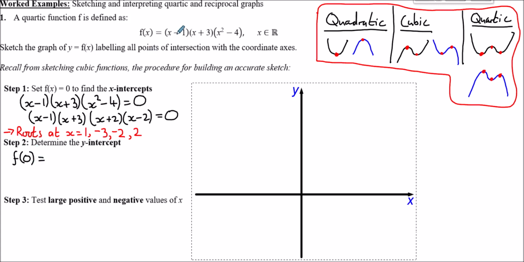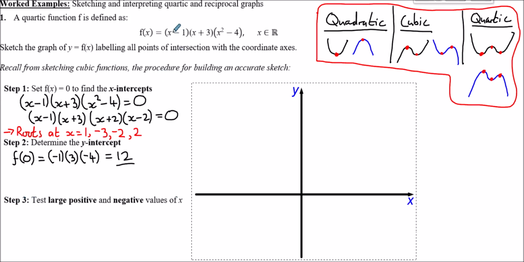F of 0 would give us minus 1 multiplied by positive 3 multiplied by minus 4, which gives us 12. Now we can use step 3, test large positive and negative values of x, but using this understanding here will help us massively, because if we understand this, we don't, strictly speaking, need to do step 3.